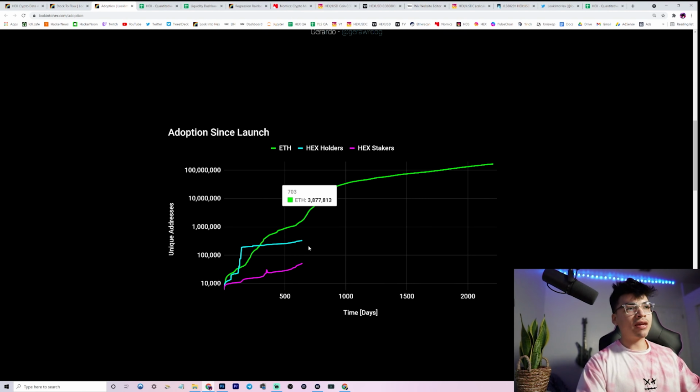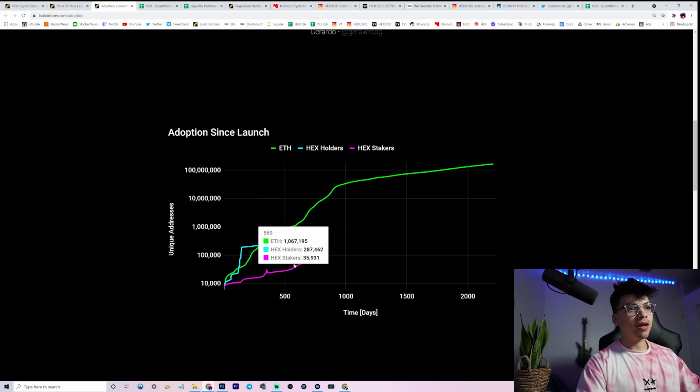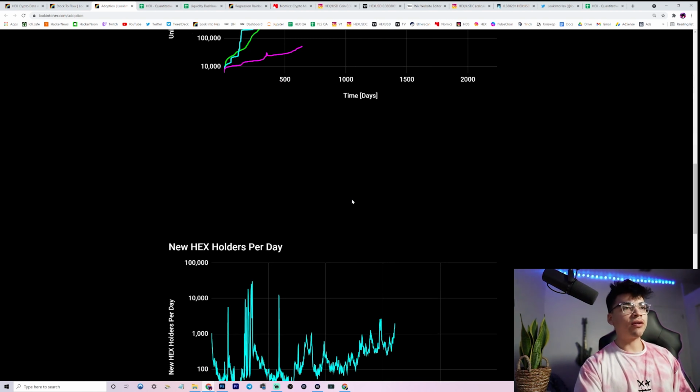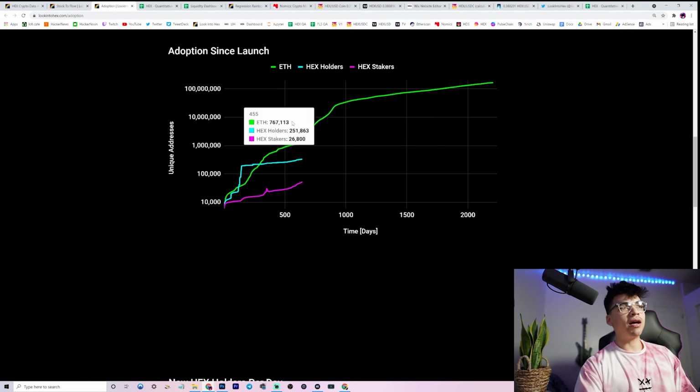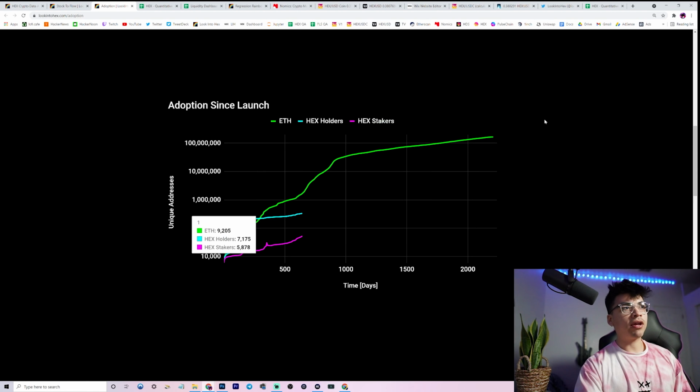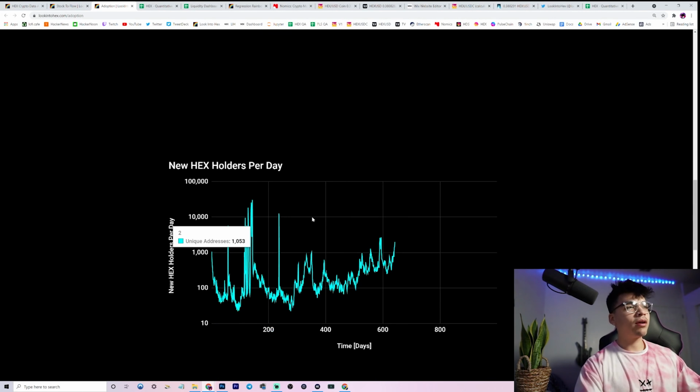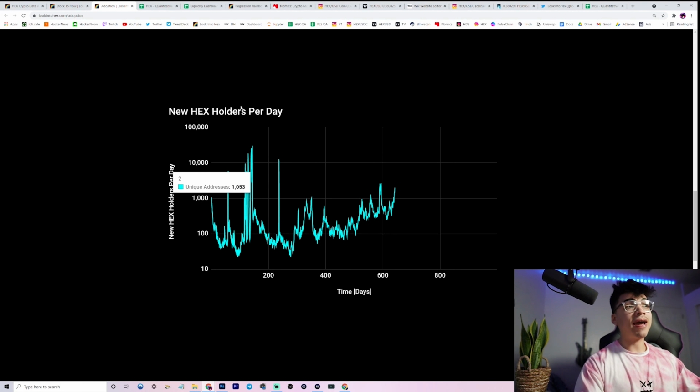So something like these charts, which are HEX holders over time and HEX stakers over time, is a curve you could input into this formula to get some sort of value. So over time, we can update this tab with more network effect charts, right? We can actually have a network value chart, which attempts to do something with this math that we're describing here. But what we do actually plot for you here is new HEX holders per day.